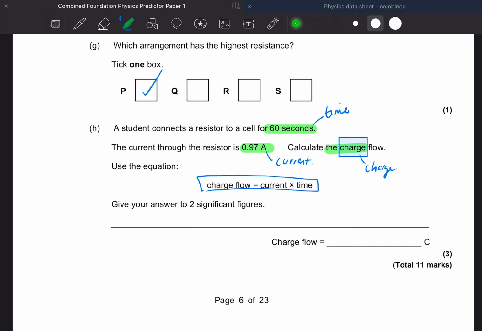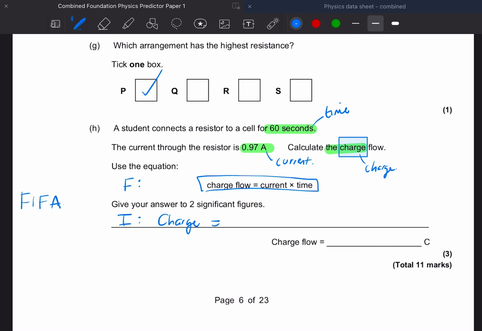Give your answer to two significant figures. So what we do is we use FIFA. FIFA is just the acronym, like the video game, so it helps you remember it. F is the formula. We've been given the formula. I is where we put our values into our formula. So instead of charge flow, we would put a number, but we're not given a number because we're asked to calculate that, so we're going to leave that as charge.